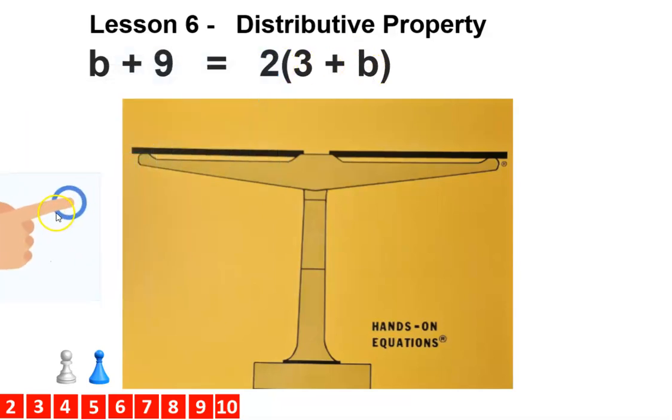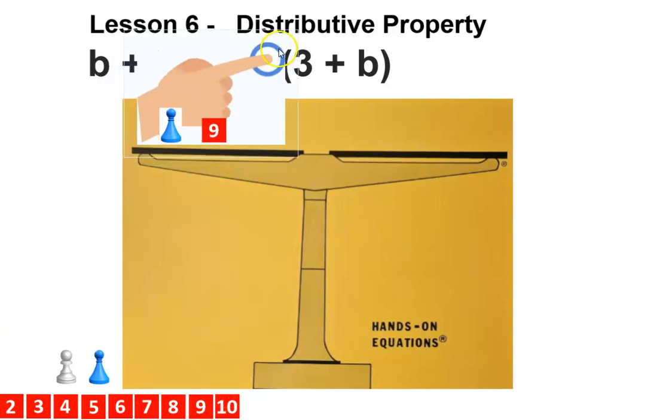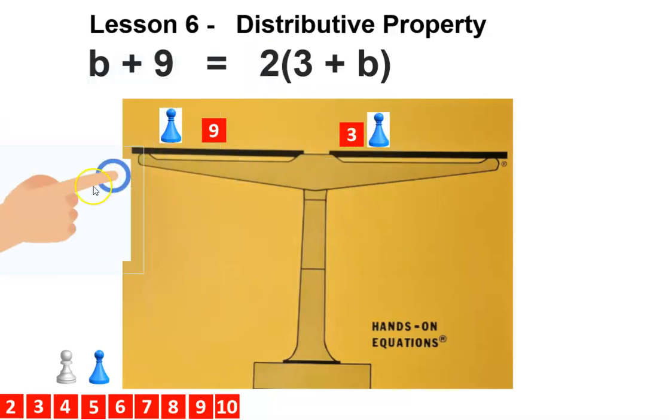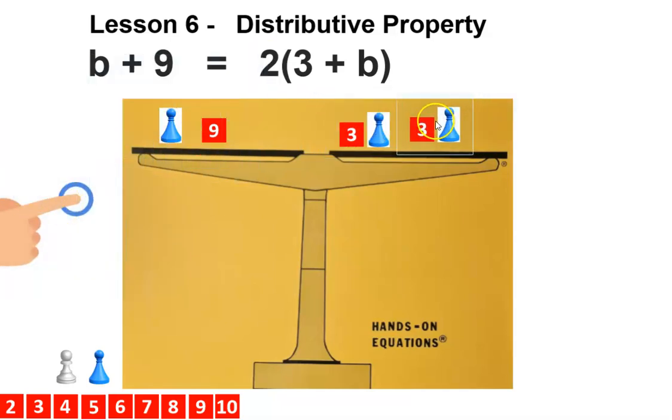All right, so let's go ahead and do that and set it up. On one side, I have 1b and a 9. And on the other side, I have a 3 and 1b twice. So that's what that looks like. Let's go ahead and look at one more of them.